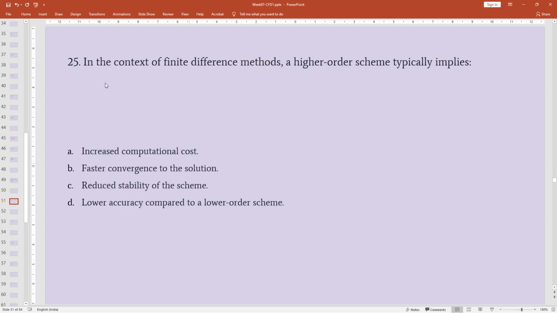Next question. In the context of finite difference methods, a higher order scheme typically implies what? So the question is about what we mean by a higher order scheme. Option A, increased computational cost. Option B, faster convergence to the solution. Option C, reduced stability of the scheme. Option D, lower accuracy compared to a lower order scheme.